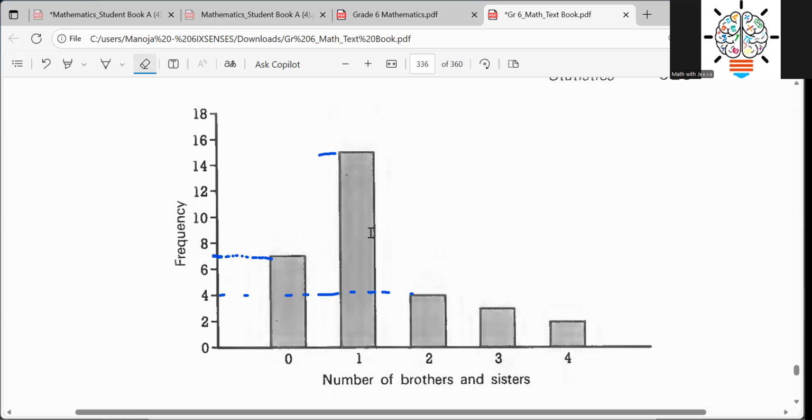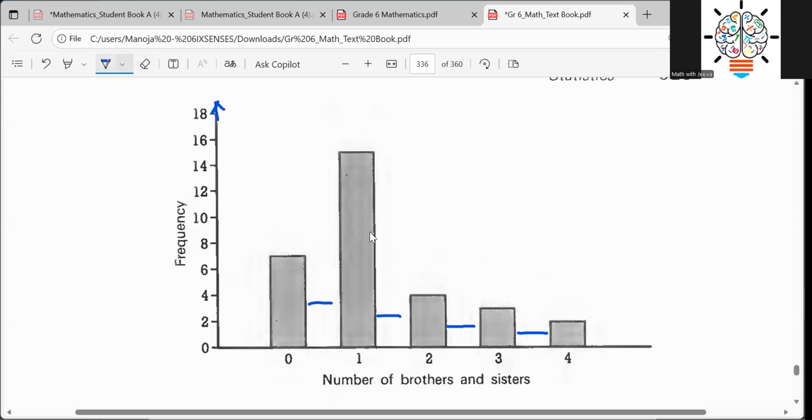You can always read the bar chart from the height of the bars, right? You can see that they have kept the difference between the bars. See the gap here, the same gap we have, right? And they have drawn the item we are talking about here: the number of brothers and sisters. And on this side, we have the frequency.